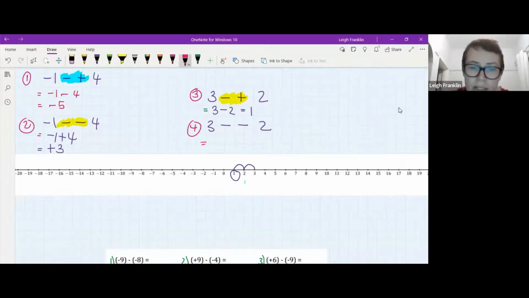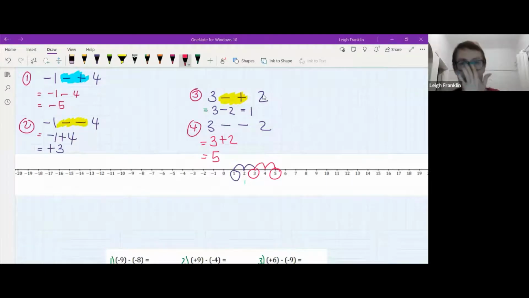Okay, so what should I write in my second line here? 3 plus 2. Good. And what would I end up with? 5. Excellent. Okay, so I started here, I moved 2 places to the right, and I ended up at 5. Good job. Okay, so very nice. Well done, everybody that contributed to those questions.